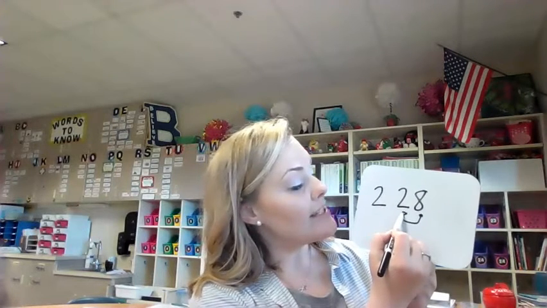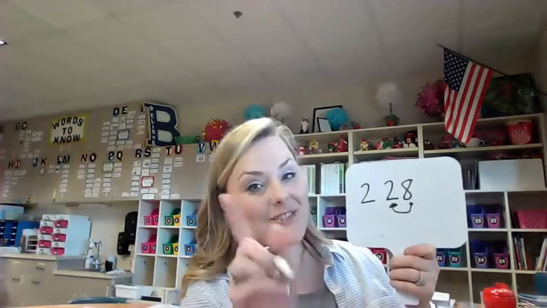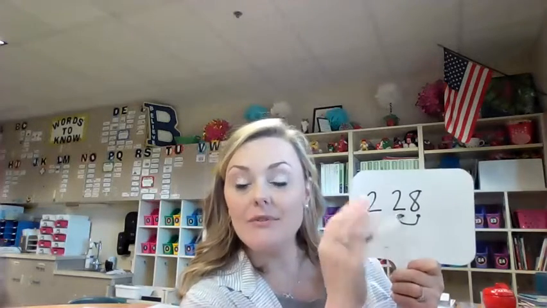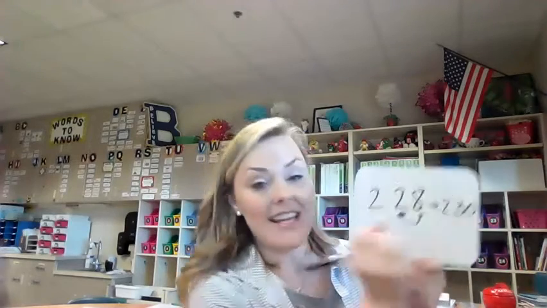If you have the number 228 and you're going to round to the nearest 10, you're still looking at your ones telling the 10 what to do. Now, 5 or more, up the score. 4 or less, let it rest. So the 8 tells the 2 to go up, so we're going to go from 2 tens to 3 tens. So we round this number to 230.